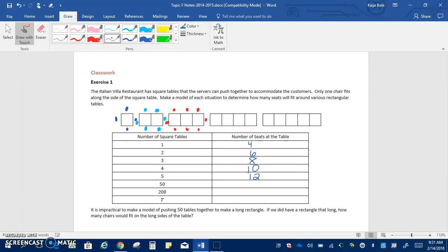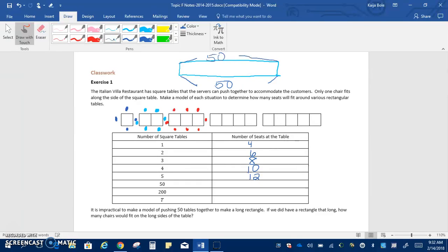Alright, but then we jump to 50, and I don't think any of us want to draw 50 tables. I don't either. So I'm going to draw a different visual up at the top here. I'm just going to make it one long rectangle. So if you look at all of our other drawings, it's pretty easy to see that the number of tables you have is the number of seats you get on each side. So here on my long sides, I would get 50 seats on each one.